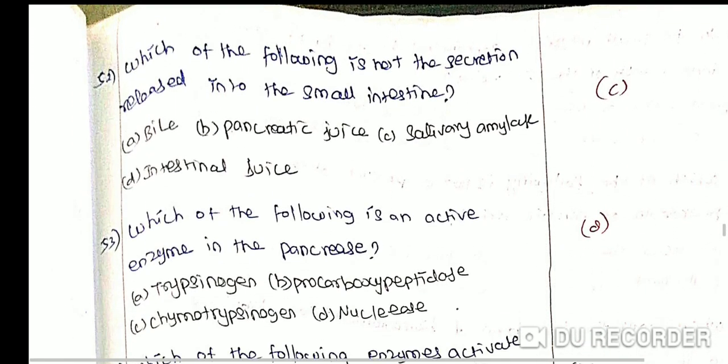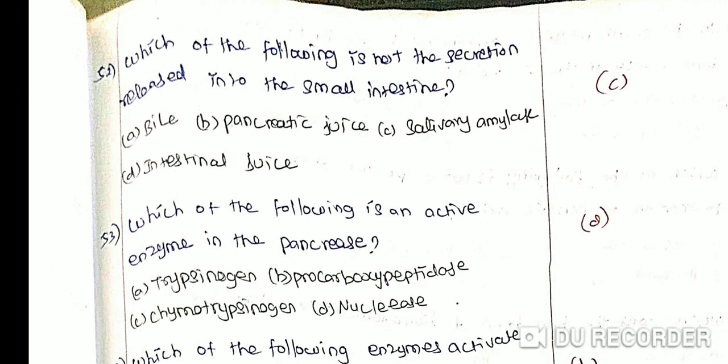Which of the following is not a secretion released into the small intestine? Option A bile, option B pancreatic juice, option C salivary amylase, option D intestinal juice. The correct answer is option C salivary amylase. The bile, pancreatic juice and the intestinal juice are the secretions released into the small intestine. Pancreatic juice is the secretion released through the hepatopancreatic duct.